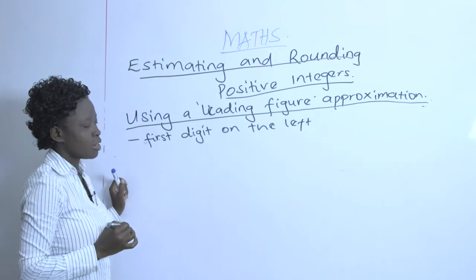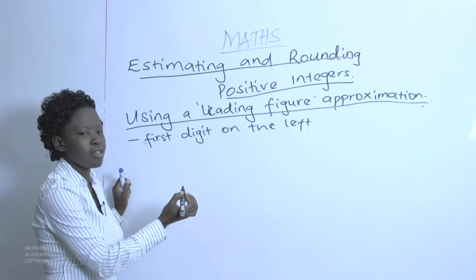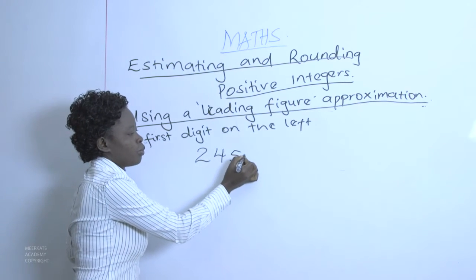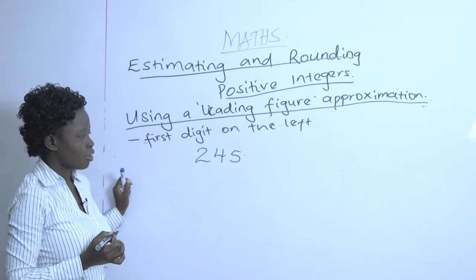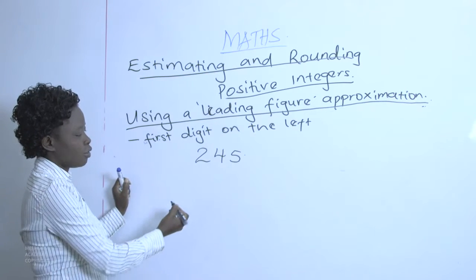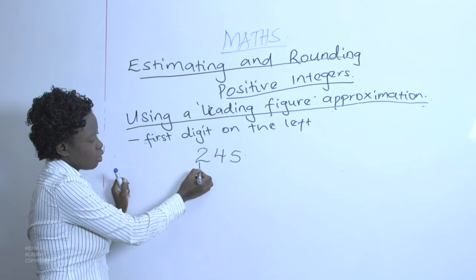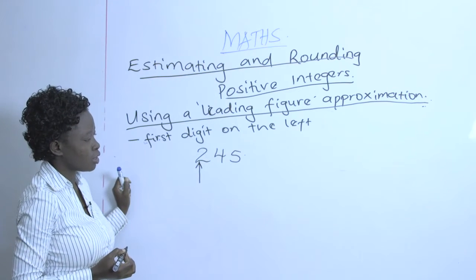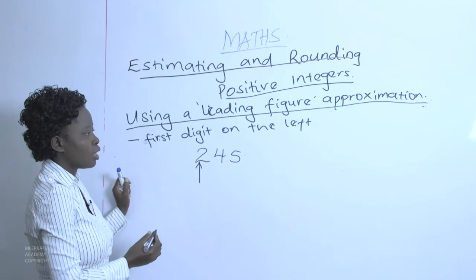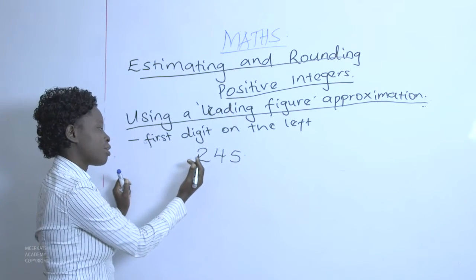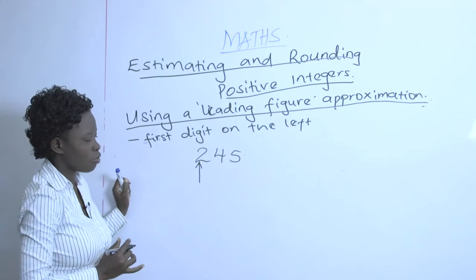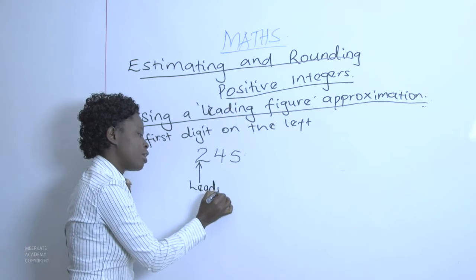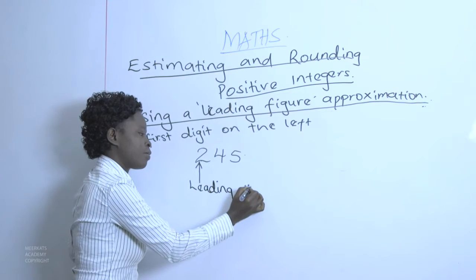So if we have a number, like for instance 245, for you to identify your leading figure, you identify which digit is on the far left of that given number. So in this case, 2 is the digit that is on the far left. So this 2 is what we are referring to as the leading figure.